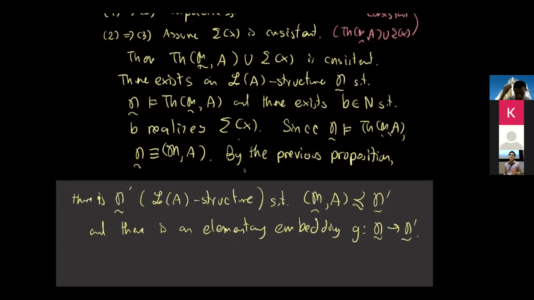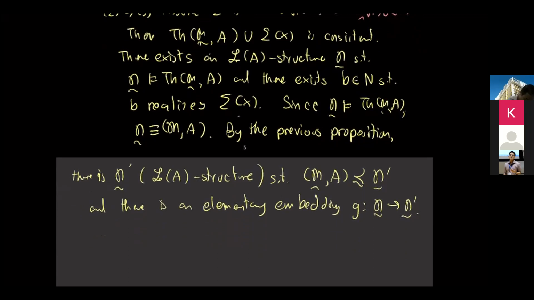Okay, so now when you look at this, since this G is an elementary embedding, you can get that G of B is going to realize sigma X. So here you're going to get that G of B realizes sigma X in this N prime. Now you have an elementary extension of M_A, called N prime, and sigma X is realized in N prime.